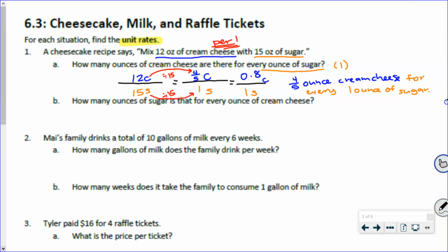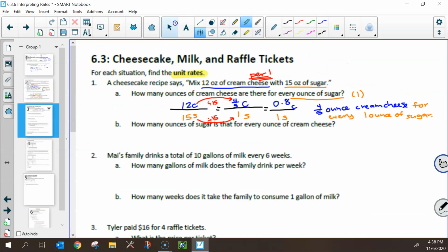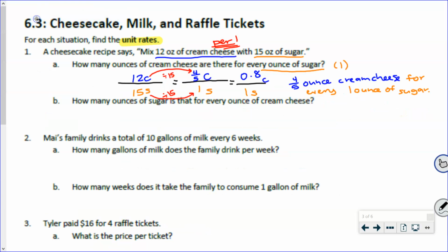All right, let's follow that same strategy. Now, I've already warned you that these are basically going to be flip-flops of each other. And knowing that these are going to be flip-flops of each other, it does help us kind of get a head start on what we should be looking for on the next problem. But I still want to utilize that strategy of working backwards. This time, we are asked how many ounces of sugar is that for every ounce of cream cheese. Again, remember, every ounce of cream cheese means for every 1 ounce of cream cheese. It doesn't say the number 1 there, but that's what that means.